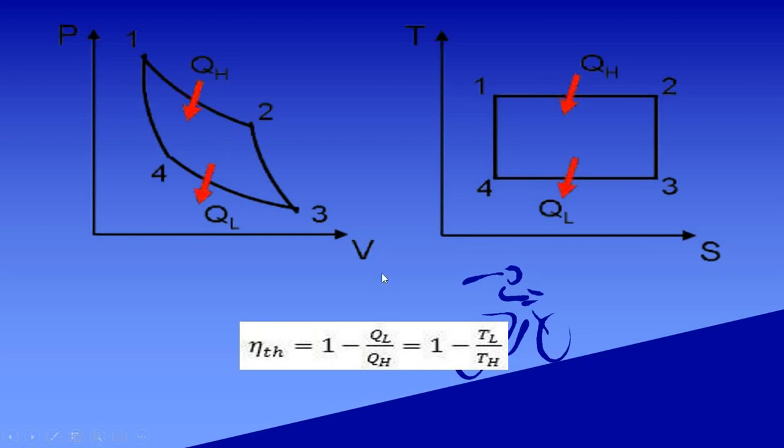Okay, but the concept is 1 minus QL by QH, that is equal to 1 minus TL by TH. So lower by higher, so the efficiency value will always be less than 1. So we know that the efficiency should always be less than 1. Since the maximum efficiency that is achieved is 100%, efficiency will always be less than 1.